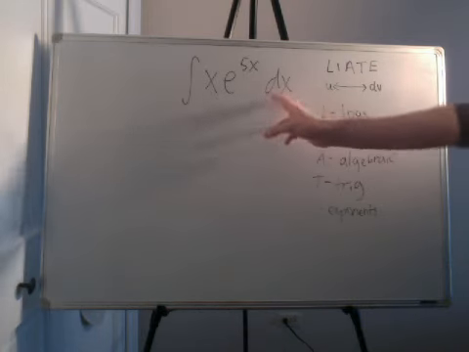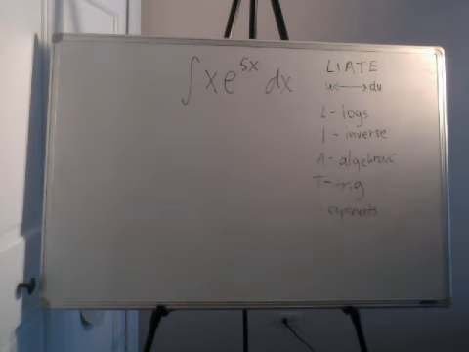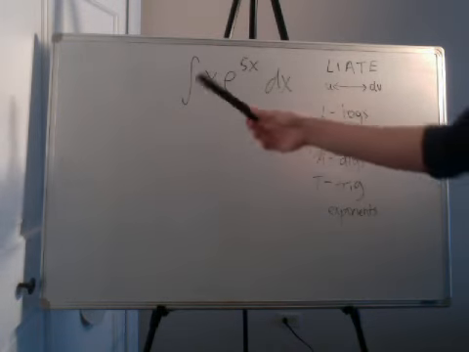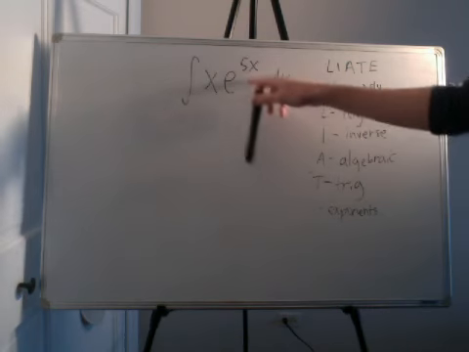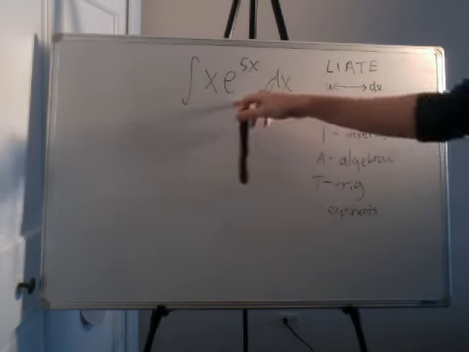Also, dx, or whatever your d value is, can also be one of these things. Like, it can be just dx or something. So in this situation, we have two parts to this. We have the x, and we have the e to the 5x dx, or x dx times e to the 5x.